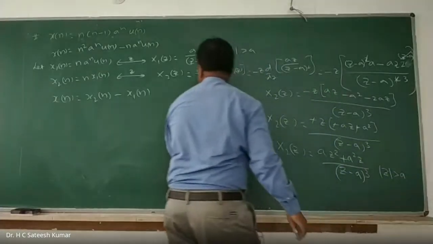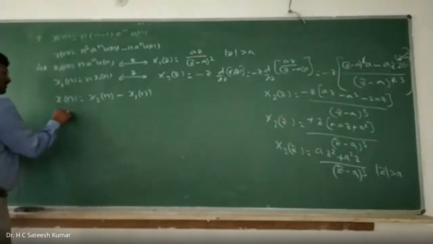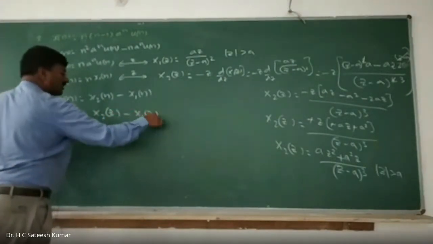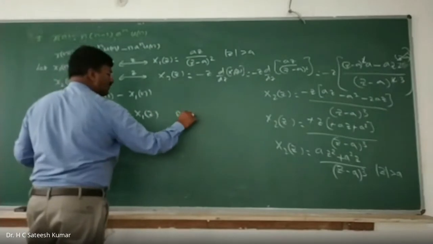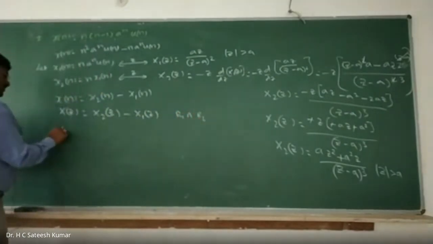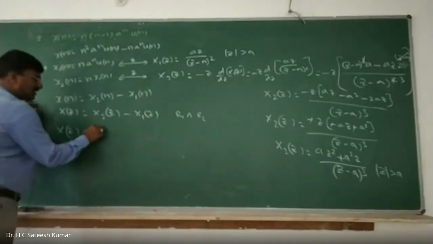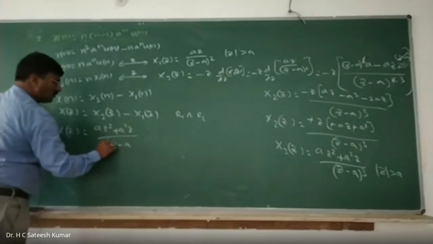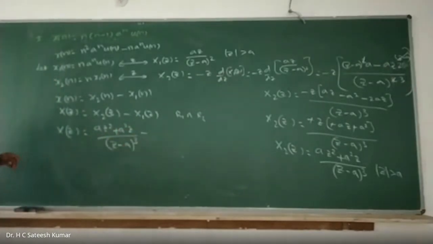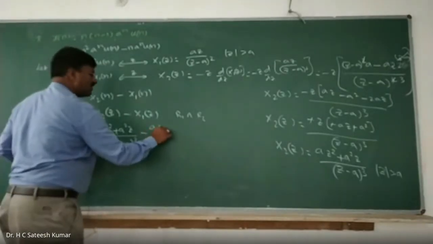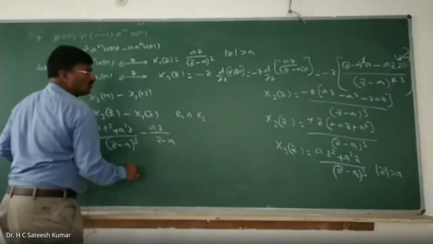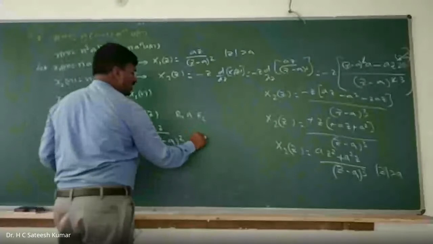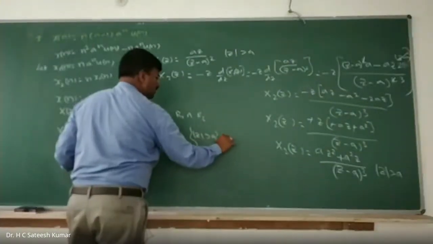Now you substitute in this equation. So what is that we have? X of z is equal to x2 of z minus x1 of z with ROC R1 intersection R2. X of z is equal to x2 of z, which is az square plus a square z divided by z minus a whole cube, minus x1 of z, where x1 of z is az divided by z minus a whole square. Now you can simplify it. ROC is mod z greater than a intersection with mod z greater than a.